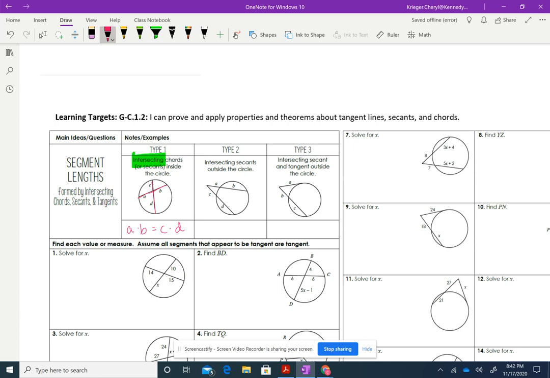Okay, so type 2 is where they're intersecting outside the circle. So this one's when they intersect outside. Okay, and we set up a proportional relationship and say that A times quantity A plus B equals C times quantity C plus D.